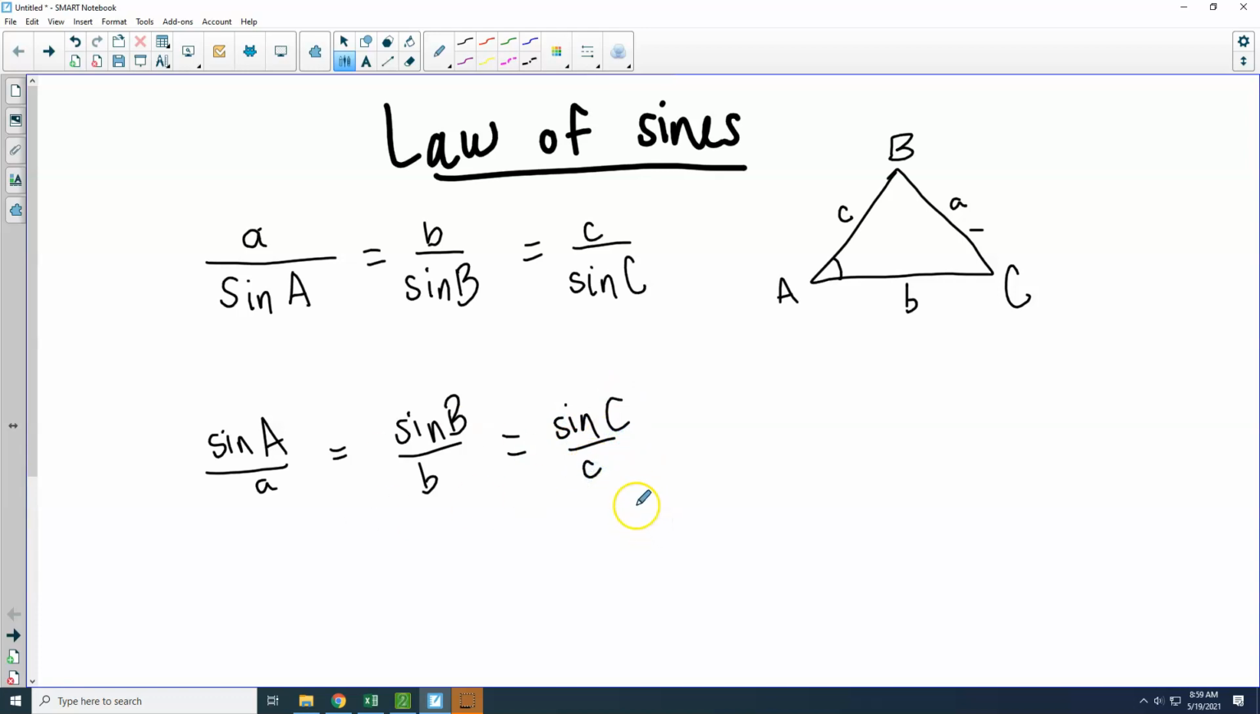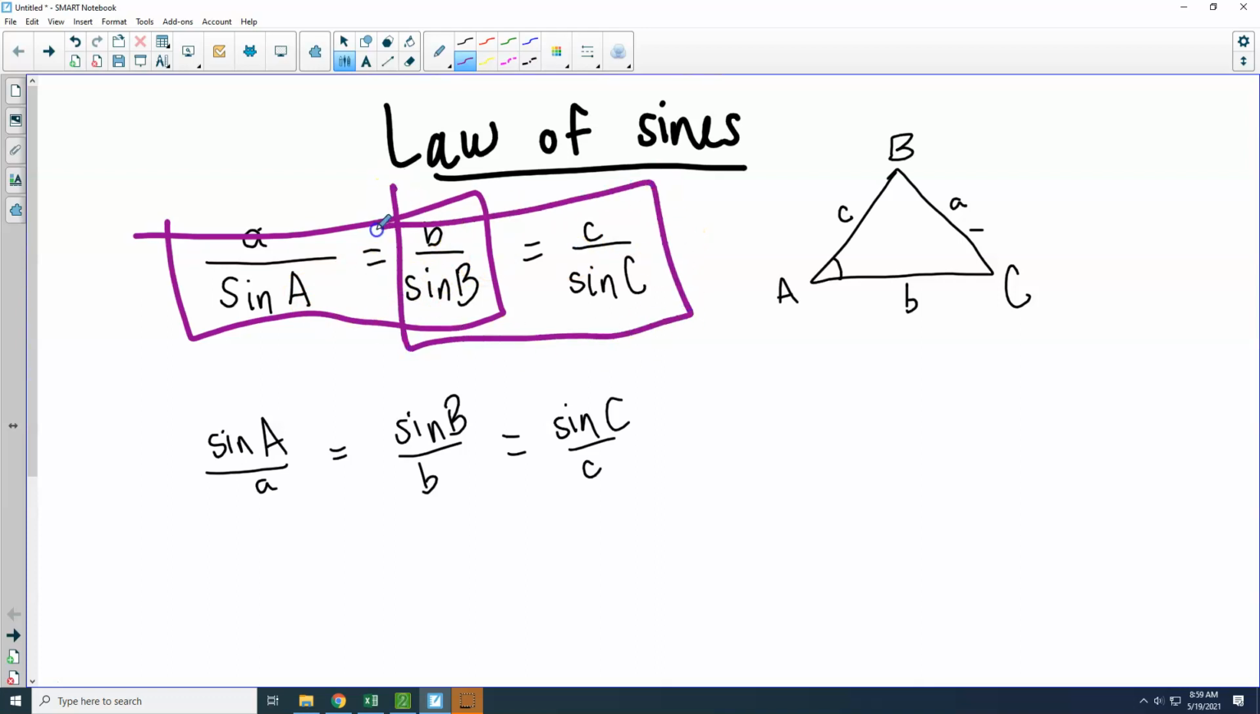Now the way that the law of sines works is that we're going to be looking only at a portion of it at a time. So I might need to use these two right here. I would never use all three at the same time. Okay, or I might need to use these two, or I might need to use this one and this one together. Okay, so what I want to look for in a triangle is what information I know and what I need to know.